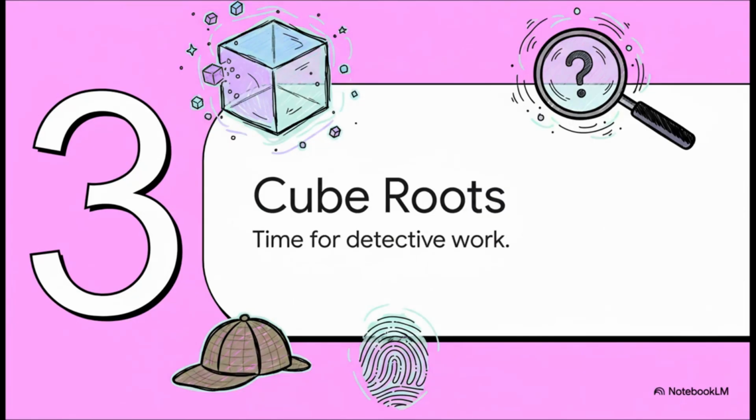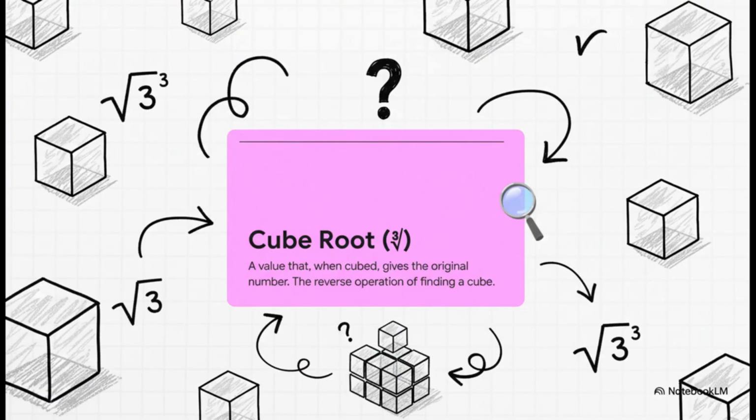Okay, so we figured out how to build numbers up. Now, let's learn how to take them apart. It's time to work backwards and get into cube roots. And this is where we get to put on our detective hats. The main tool for our little investigation is the cube root, and it's represented by this symbol right here. Since it's the exact opposite of cubing, its whole job is to answer just one question. What was the original number that got us here in the first place?